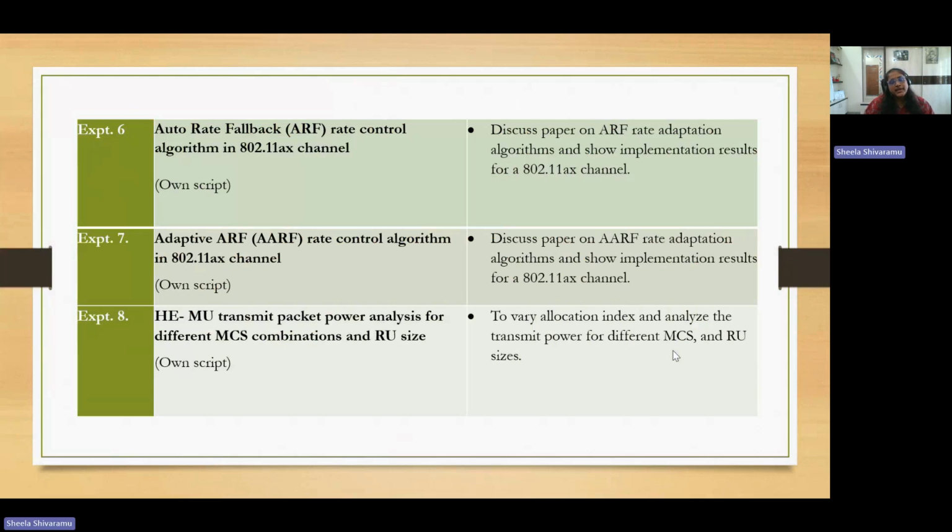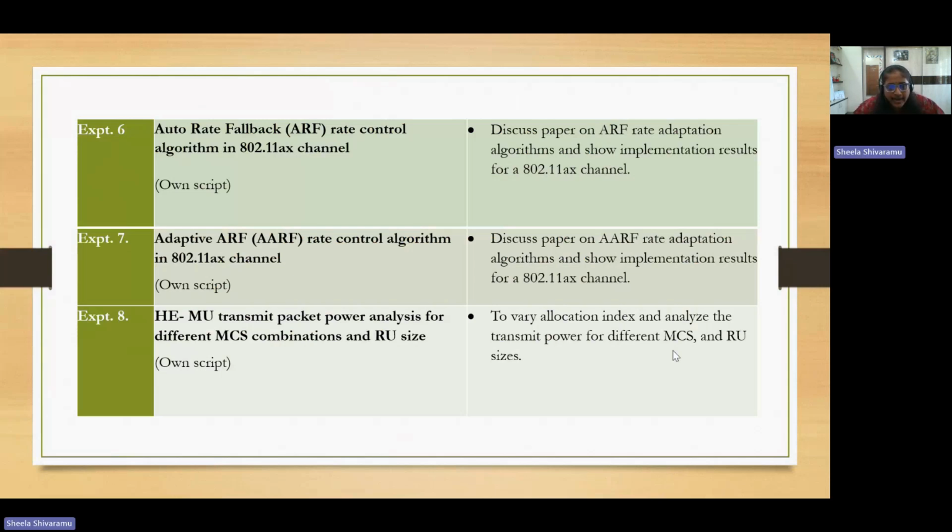Experiments 6 and 7 are based on the classic implicit feedback algorithms, that is ARF, auto rate fallback, and AARF, adaptive auto rate fallback. So here these two algorithms basically use the MAC layer acknowledgement feedback in order to decide the rate. Here we discuss the paper which discusses ARF and AARF in detail, and also see how these algorithms can be implemented, and see the simulation results for 11AX channel.